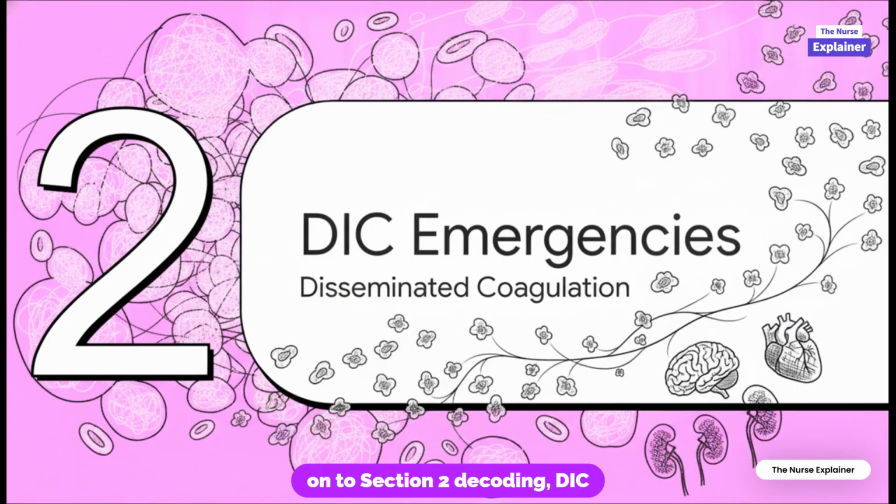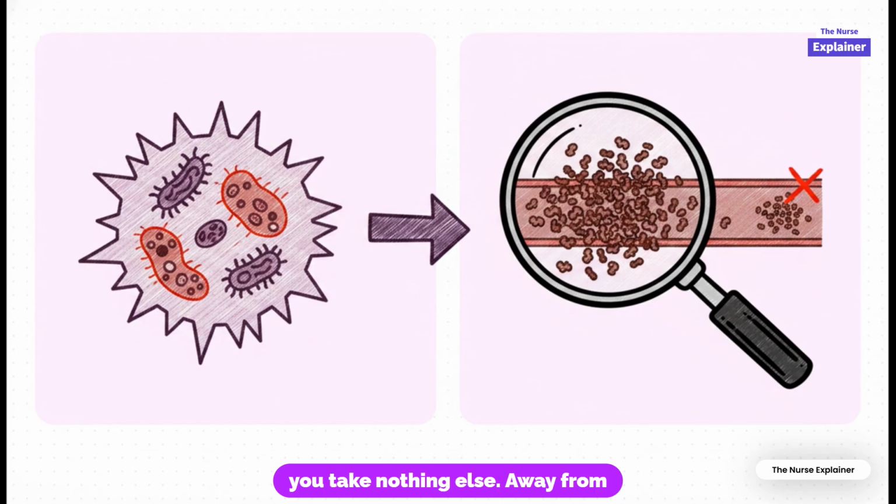Moving on to Section 2, decoding DIC emergencies, or disseminated intravascular coagulation. This is a genuinely terrifying condition where the clotting cascade is abnormally triggered, which obstructs capillary blood flow and rapidly causes multi-organ dysfunction. If you take nothing else away from this section, remember this absolute fact. DIC is never, ever a standalone primary disease. It is always a secondary, life-threatening complication. It gets triggered by a massive systemic insult, like severe bacterial sepsis or major trauma. It's what we call a consumption coagulopathy.